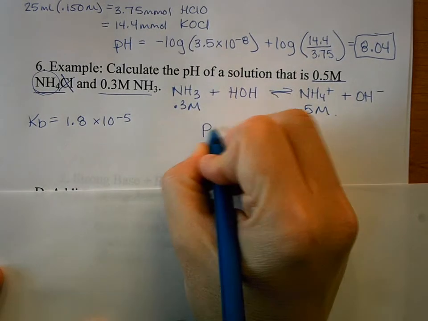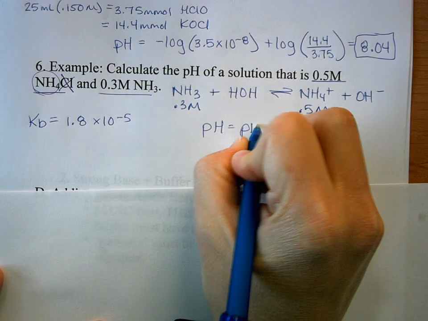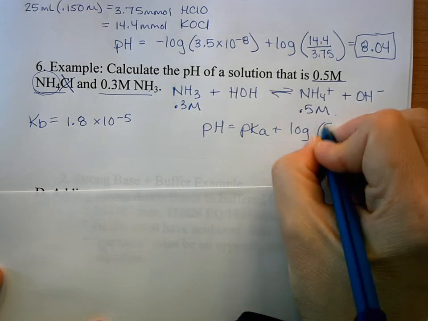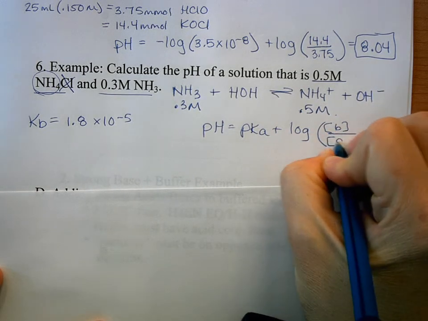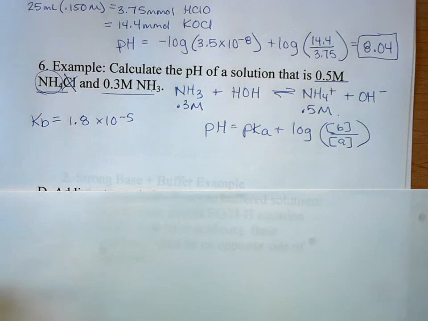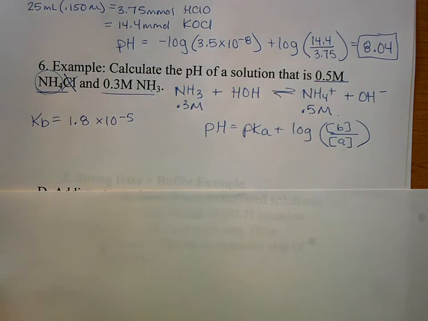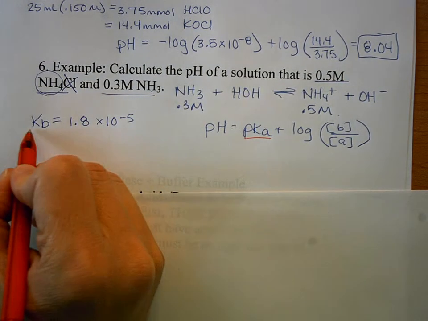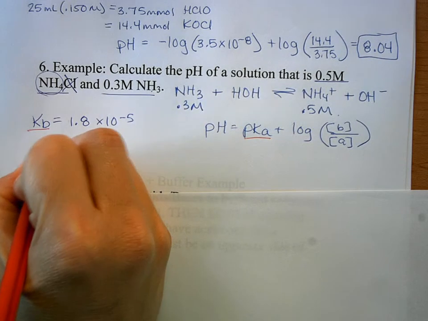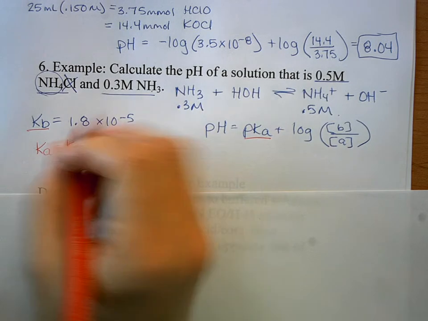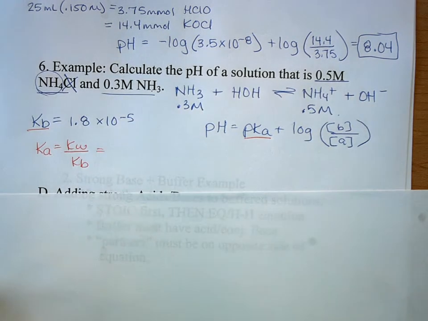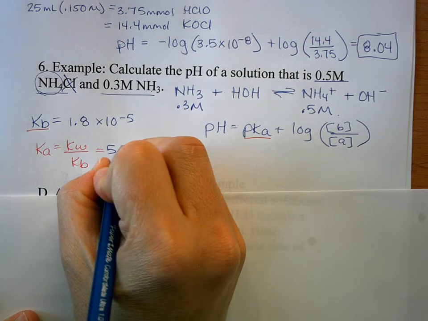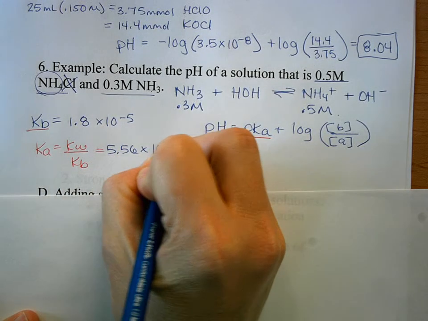My pH equals pKa plus the log of the concentration of the base over the concentration of the acid. The thing you have to pay attention to here is that when you're dealing with bases, this still is pKa. So I need to take this Kb value and do Kw over Kb to give me a Ka value, which with this one is 5.56 times 10 to the negative 10.